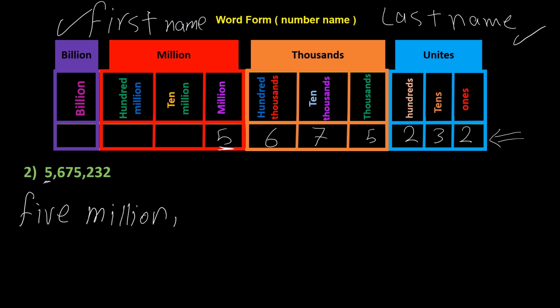Then what's next? 675. Check the first name, 675. And what is the last name? Thousands. So the first name, 675, and the last name, thousand. You will write 600.